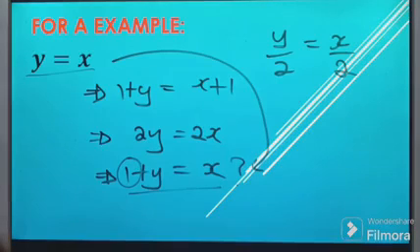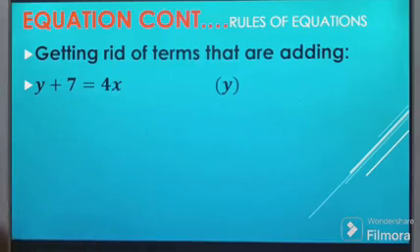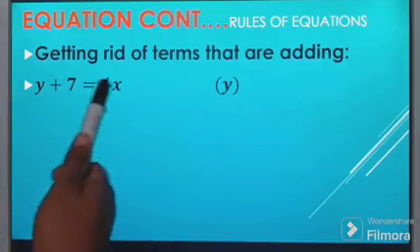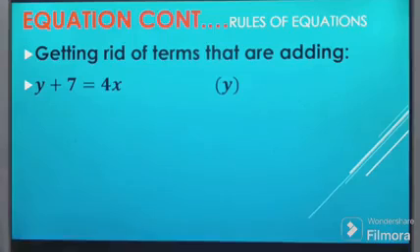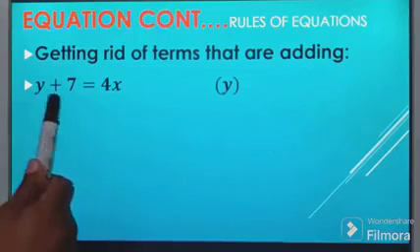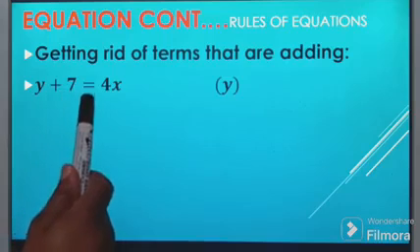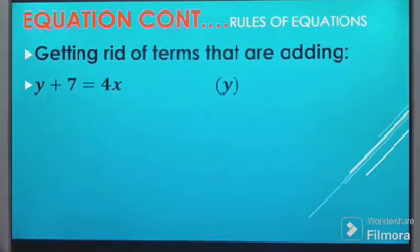Let's move on. Now we're still continuing with the rules of equations when we are doing subject of the formula. How do we get rid of terms that are added? Remember, this is just our background. So let's say we are given the equation y plus 7 is equal to 4x, and we need to make y the subject.